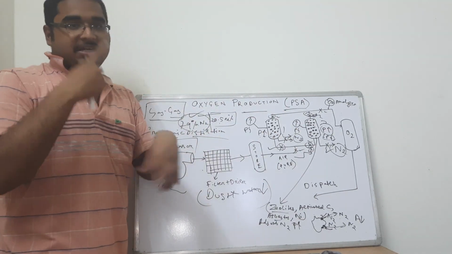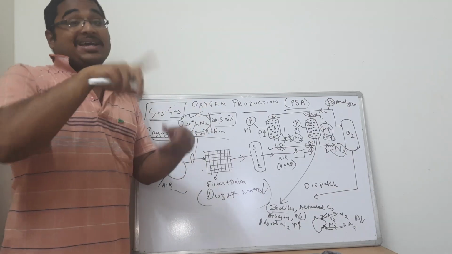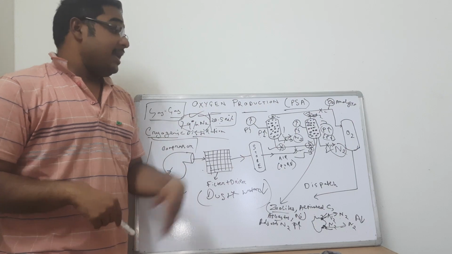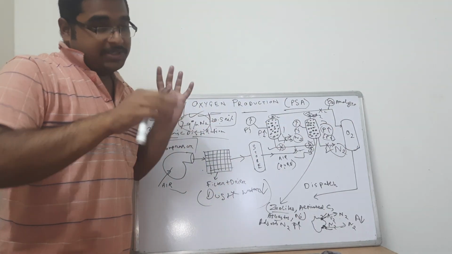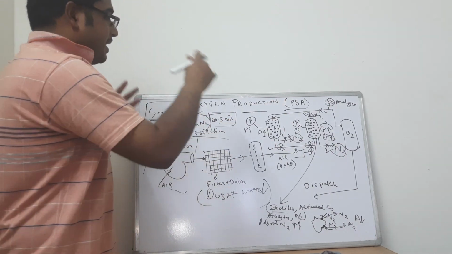And once the bed gets regenerated, again the cycle is continued, and we keep two in parallel such that the supply can be continuous. While desorption is taking place in one bed, adsorption is taking place in the second bed. The adsorbers can be in series, or 2 or 3 adsorbers can be used in parallel. In our case, we have used only 2 adsorbers, and these conditions can be easily maintained.